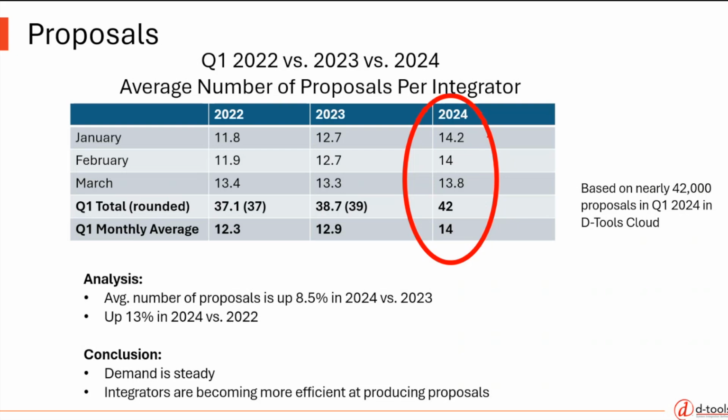You might speculate, oh gee, they're doing more proposals, but maybe they're targeting smaller projects. We're going to talk about that a little bit later, because that is not the case. And quite frankly, it could be a signal that dealers are just getting more efficient at producing their proposals. And hopefully that's one way that D-Tools is helping them generate those proposals quickly and more efficiently.